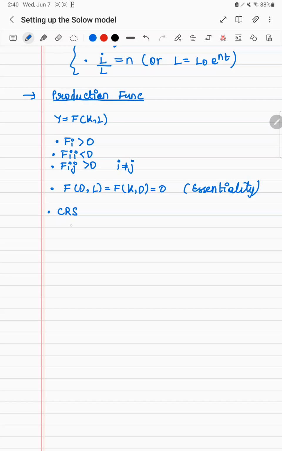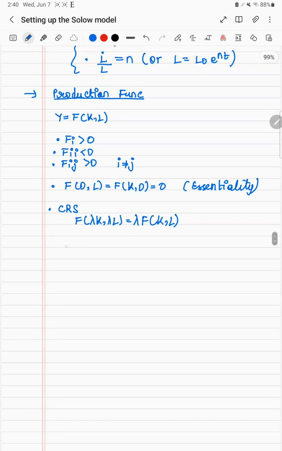Constant returns to scale. So F(λK, λL) is λF(K, L). So if I double both capital and labor, your output is doubled. And this implies by Euler's theorem that K F_K plus L F_L equals Y. Okay? Alright. So these are the assumptions on the production function. You'll see why this is important later on.